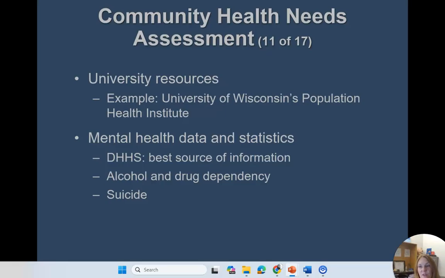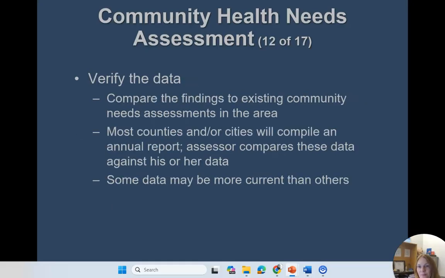Universities also provide resources. One well-known example is the University of Wisconsin's County Health Rankings. And when it comes to mental health, substance abuse, or suicide data, the Department of Health and Human Services is usually your best bet for that information.